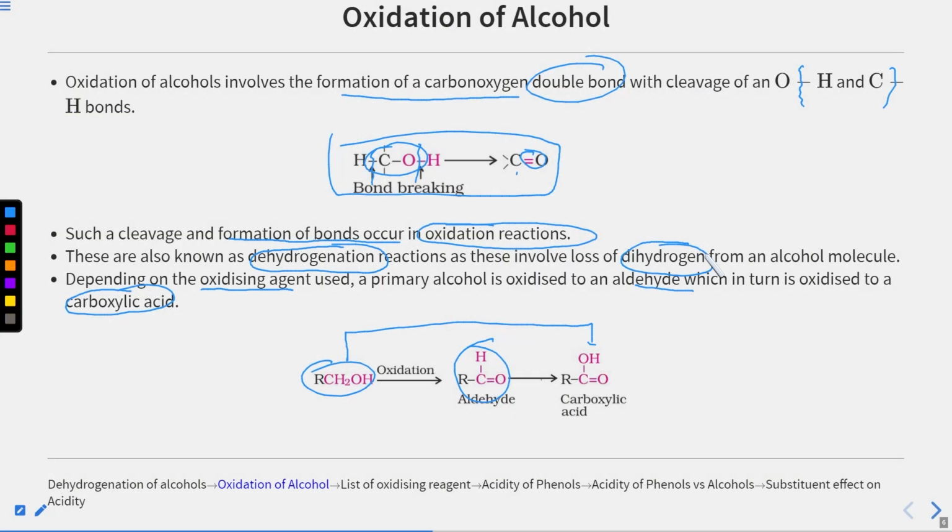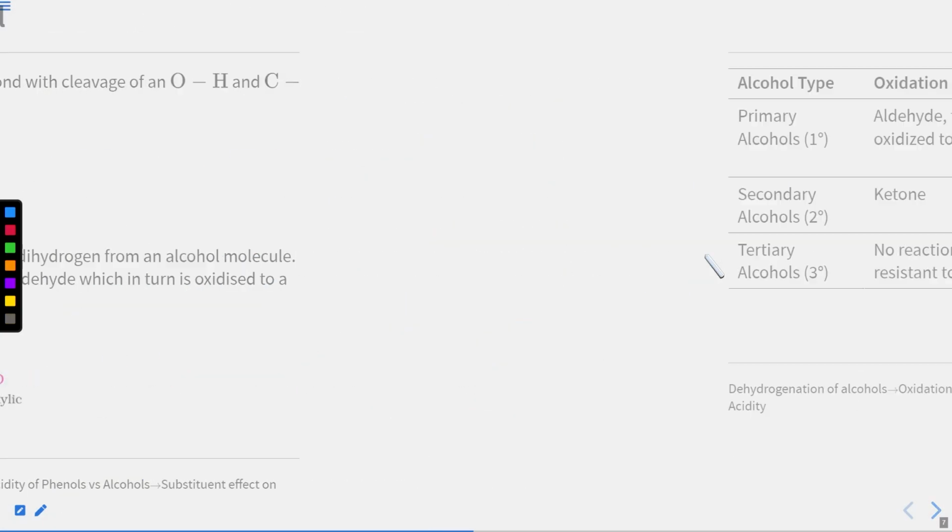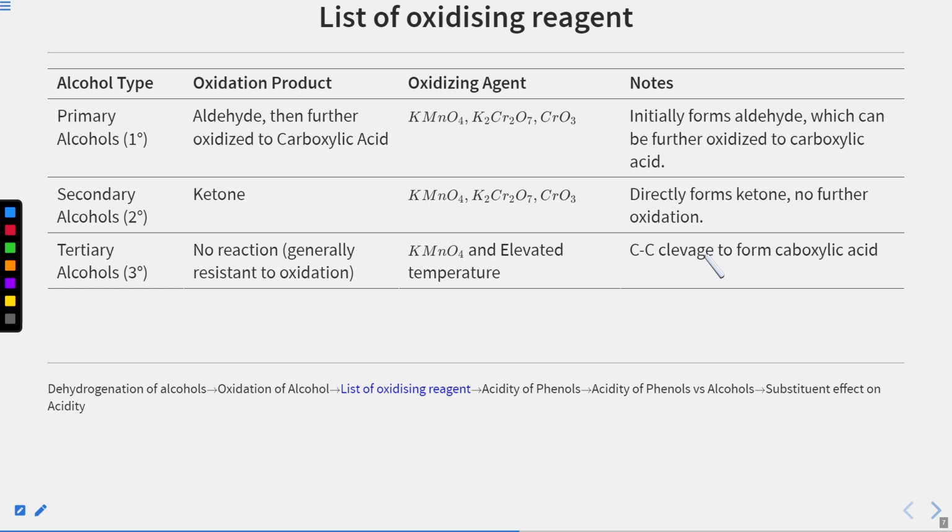Clear? Now, let us move to some of the reagents that can be used to convert our functional groups into our required functional groups. So starting from primary alcohol. If you are seeing a primary alcohol, and if you use reagents like KMnO4, K2Cr2O7 or CrO3, then this 1 degree alcohol is converted into aldehyde and then into carboxylic acid. So what is the note here? Initially we form aldehyde, which is further oxidized into carboxylic acid. So we cannot stop the reaction in the middle.